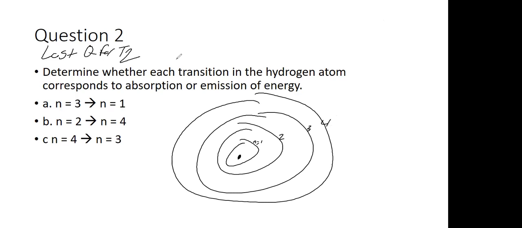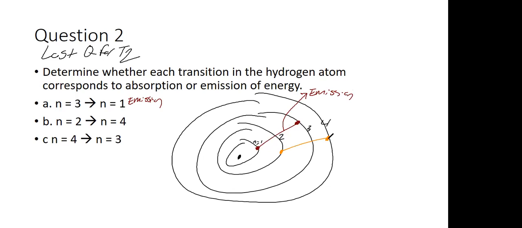So if I'm going from a high energy level like 3 all the way down to 1, that means I am losing energy. If you go from a high energy or big number to a small number, you lose energy. So that's the emission. So A is emission. If I'm going from a low number to a high number, so 2 to 4, I need to absorb energy to go to a higher energy level.